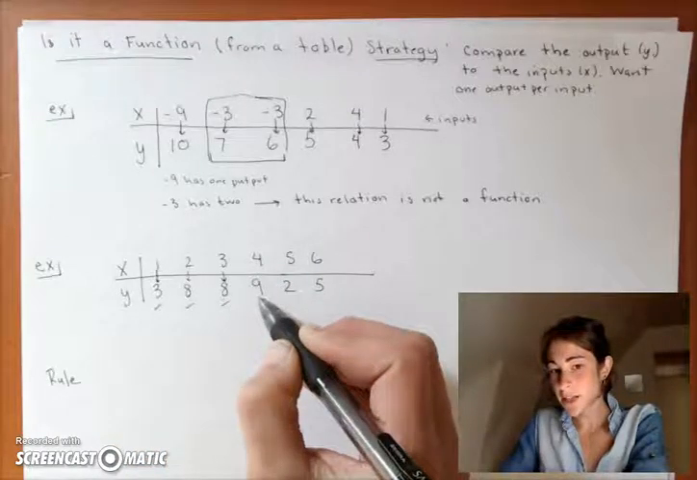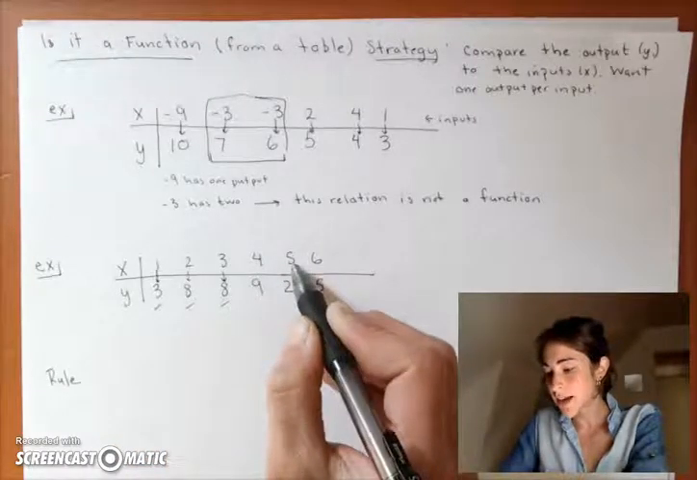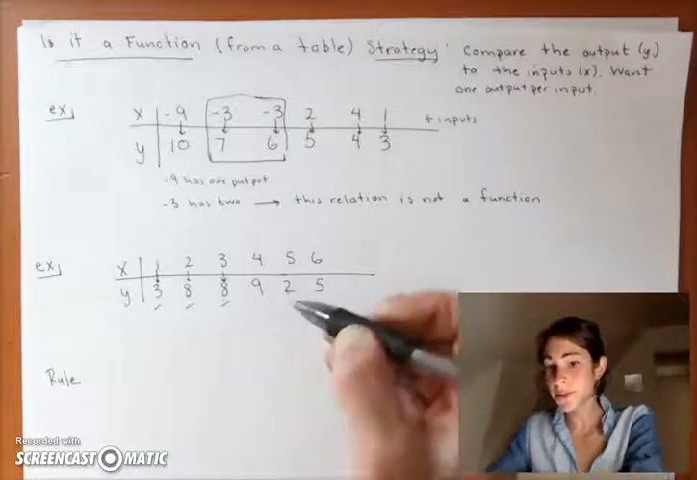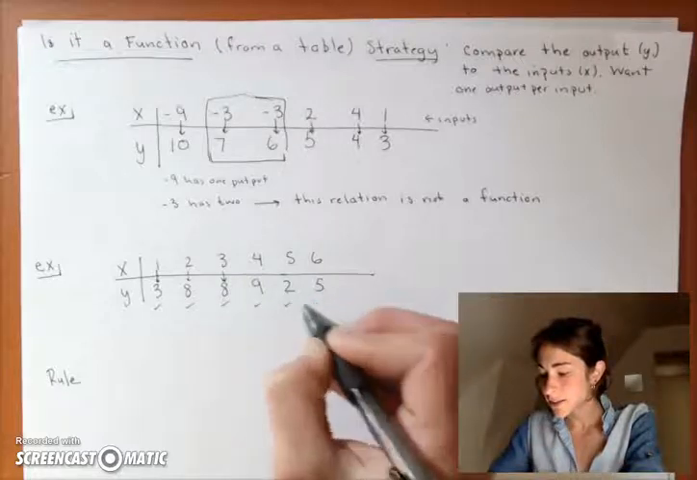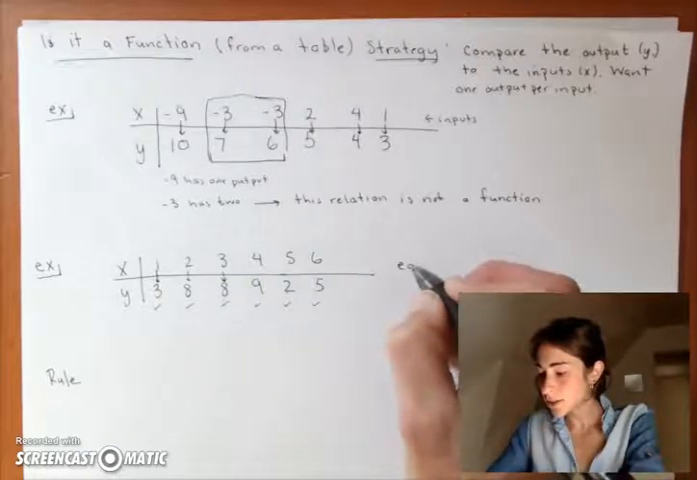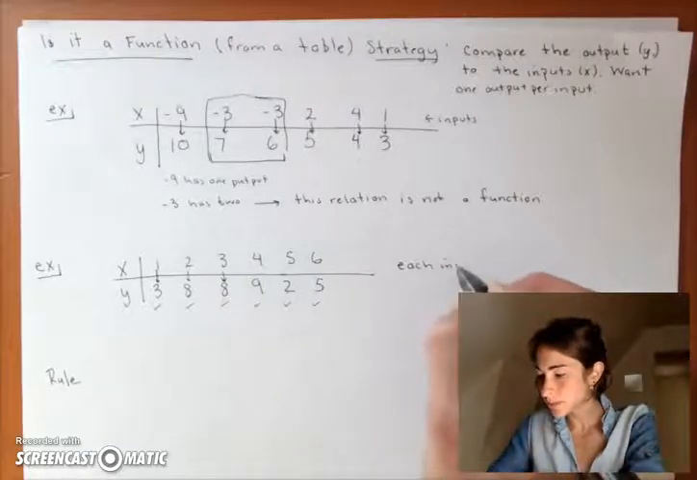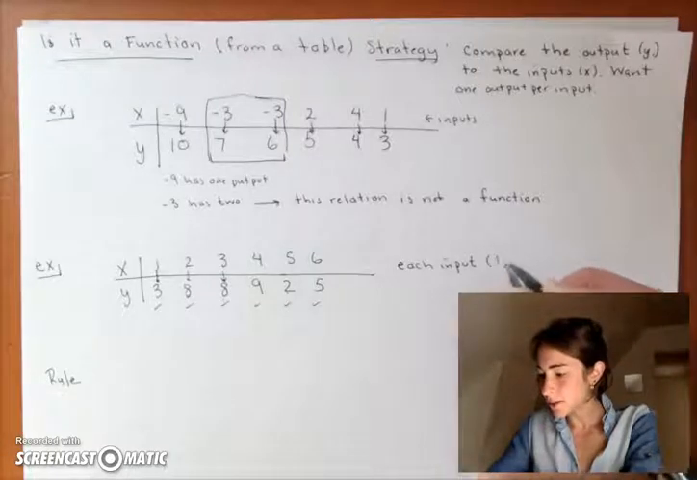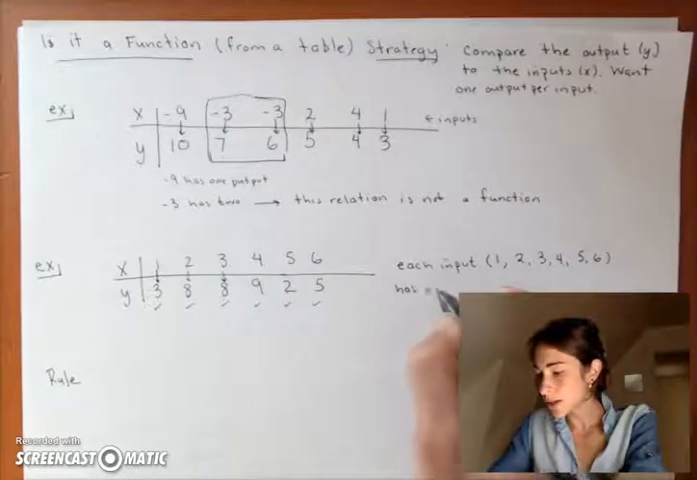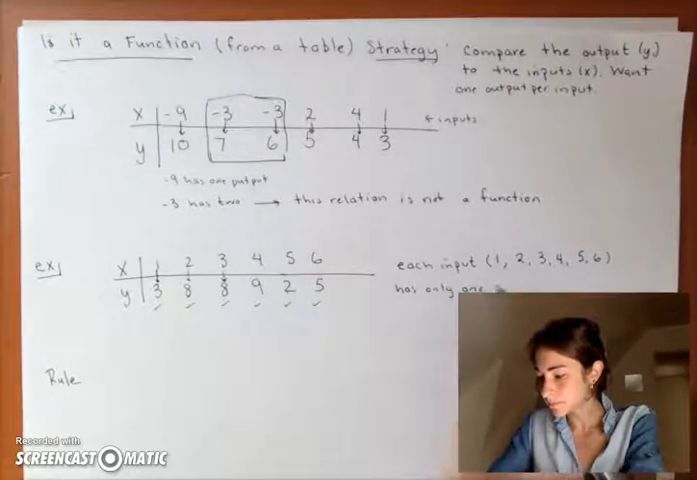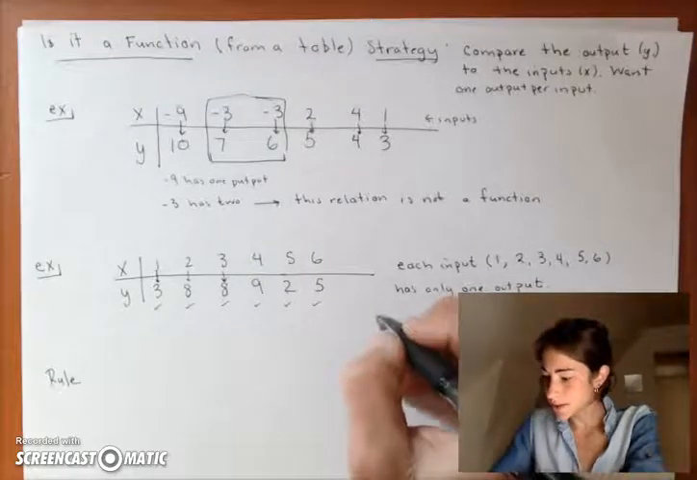4 goes to 9 and only 9. 5 goes to 2 and only 2. 6 goes to 5 and only 5. So these are all good. Each input, our inputs are 1, 2, 3, 4, 5, and 6, has only one output. So this is a function.